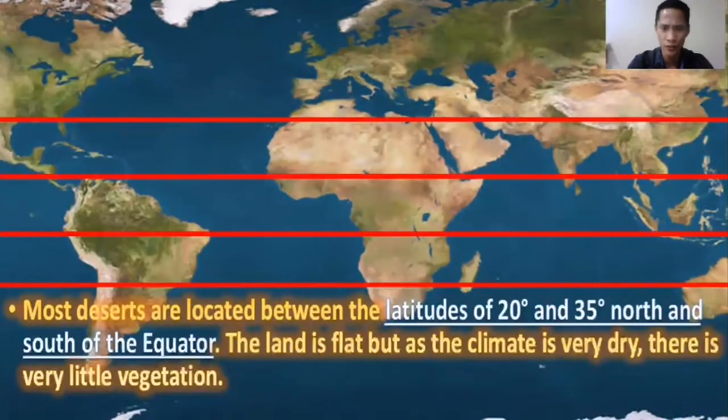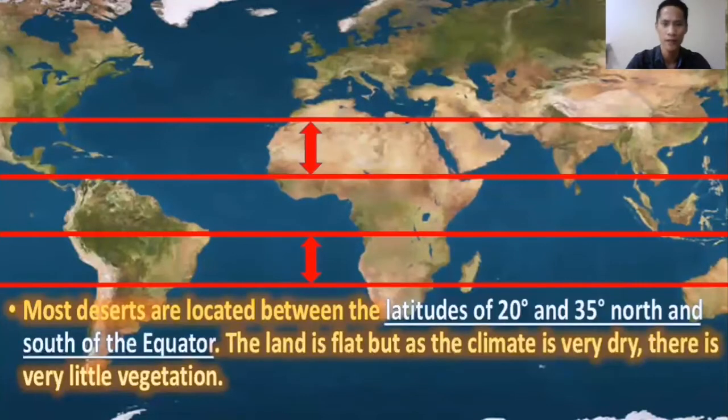The red lines that you could see here are the latitudes from 20 degrees to 35 degrees north of the equator and 20 degrees to 35 degrees south of the equator. So most deserts are found in these regions. The land is flat, but as the climate is dry, there is only very little vegetation. The only plants that can survive in these regions are those plants that can absorb water in deep places, or the plants that can store water.